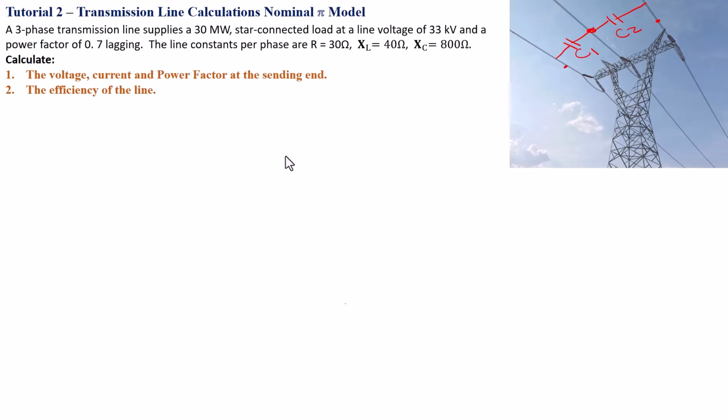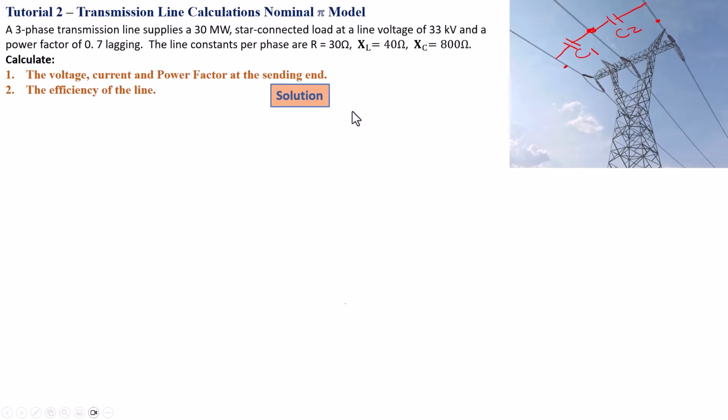So this is tutorial 2 on our transmission line calculation. In this tutorial, we're going to use a nominal pi model to solve this particular problem, where we've got a 3-phase transmission line that supplies 30 megawatt of power with a star connected load, and the line at the receiving end is 33 kilovolt with a power factor of 0.7 lagging. Now the line constants are basically the per phase parameters of the impedance and capacitance, because this is the nominal pi model.